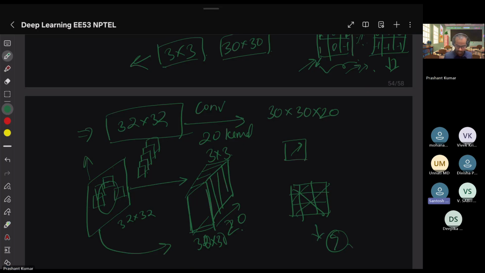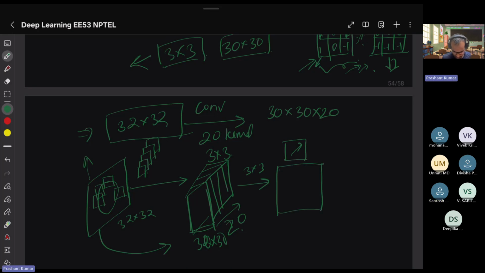Right. What I said is that each 30 by 30 intermediate result will give only information about one feature from one kernel, right? Yes.